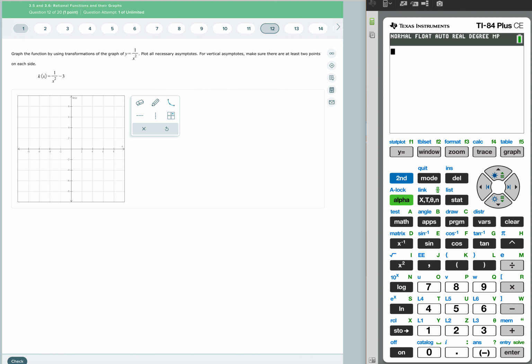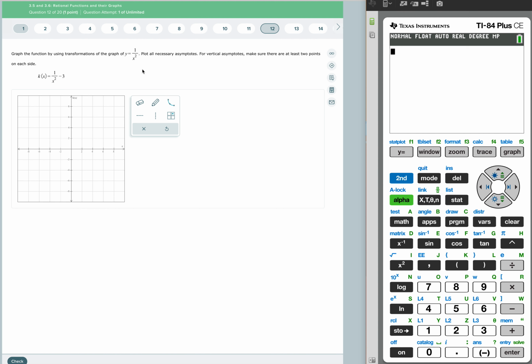In sections 3.5 and 3.6, graphing rational functions. These few questions in the middle of the assignment want you to graph the functions using transformations. So we really do need to do that.